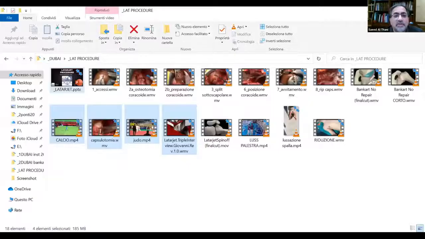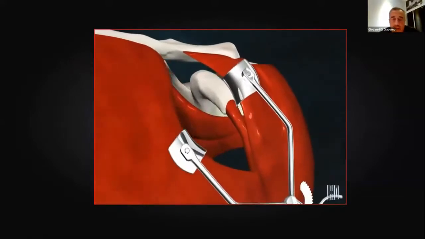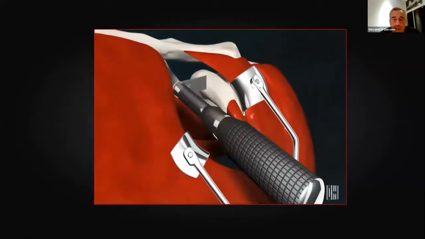Thank you. Now I think we've just finished with our last presentation, which is about the letter J. Giovanni will give around 10 minutes to talk about it, and then we will open the stage for all the questions. This is the letter J technique that you know, that is the osteotomy of the coracoid.